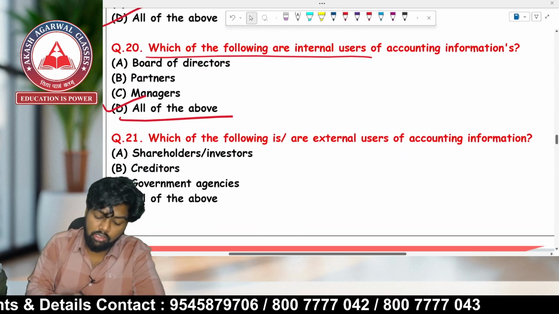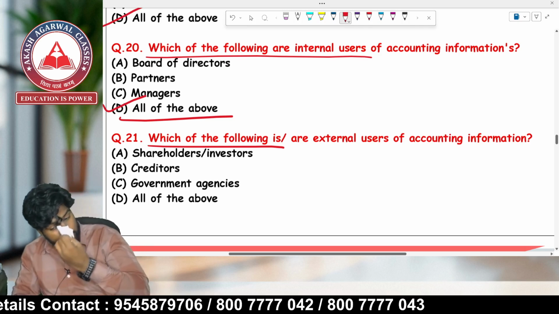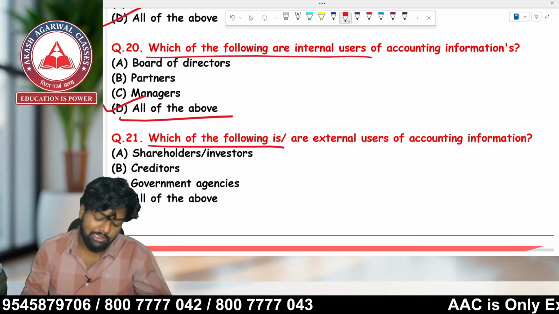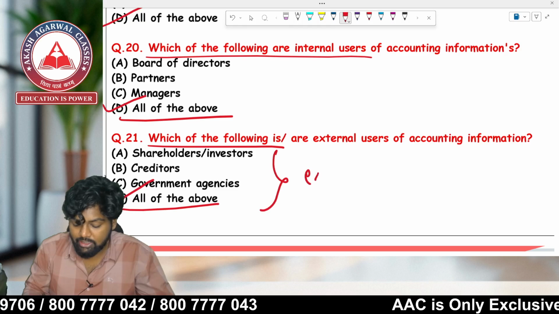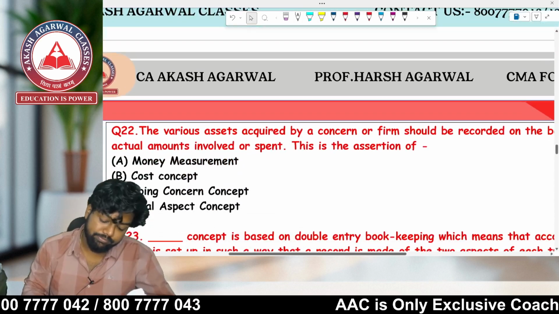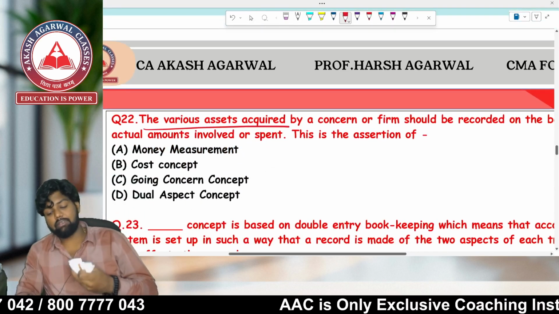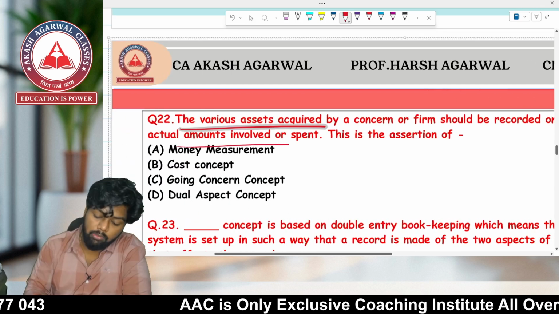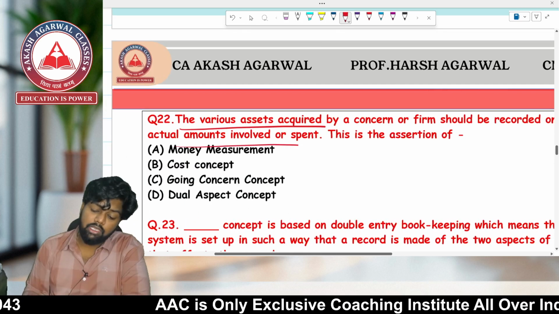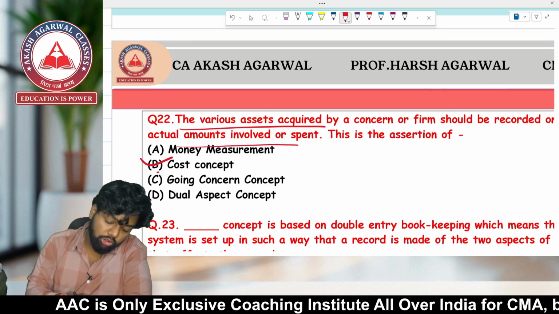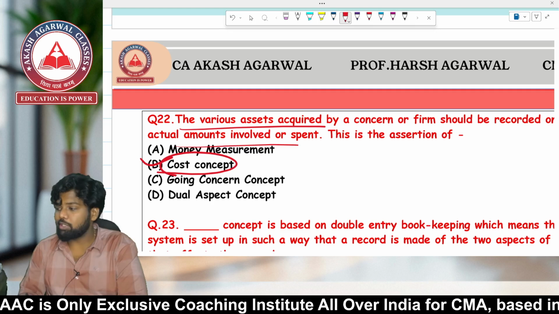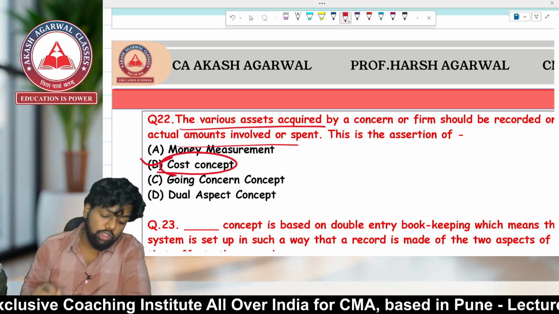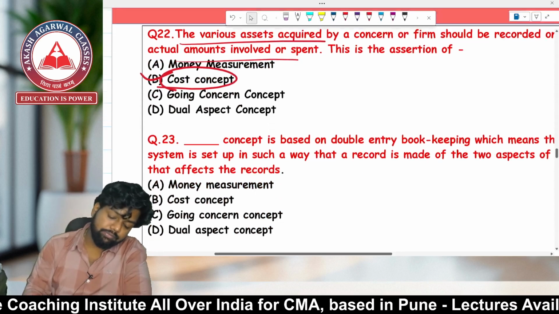Unit 1 question. Which of the following are external users of accounting information? Shareholders, creditors, government agencies, all of the above. All are the external users. The various assets acquired by the concern or firm should be recorded on the basis of the actual amount involved or spent. This is assertion of which concept? Cost concept. It means you are recording the asset at the actual amount involved or spent.